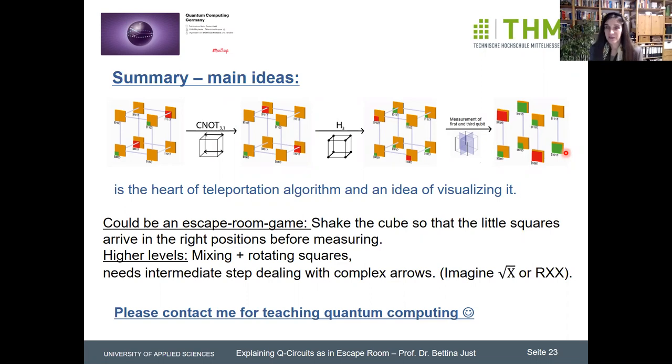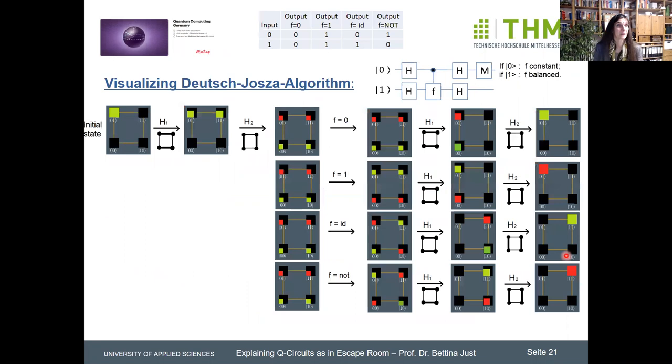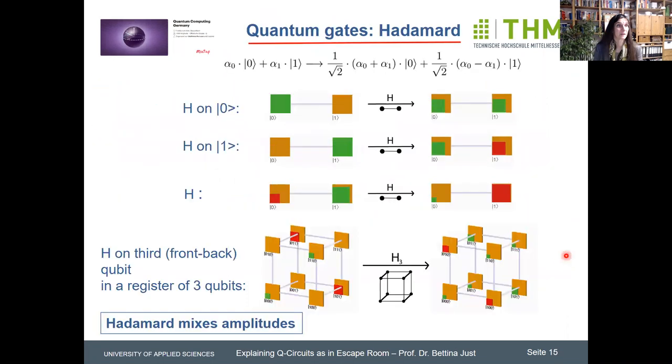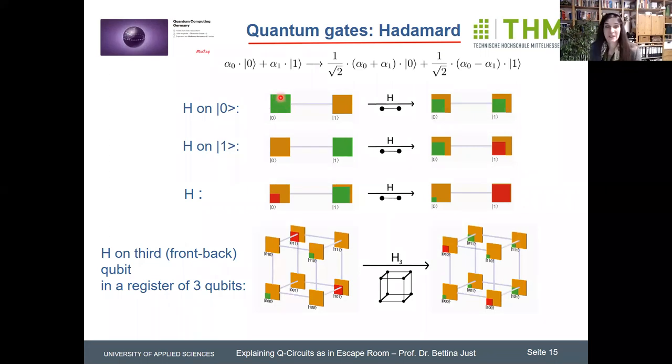Isn't the Hadamard gate also a superposition? Yes. Hadamard, go back to Hadamard. Hadamard gate applied to one, this is called a pure state, divides that up in two smaller squares and divides that up into two smaller squares and distributes them. And if it's applied to a qubit not in a pure state, which has tiny little angles in the two positions, then both effects will overlap.